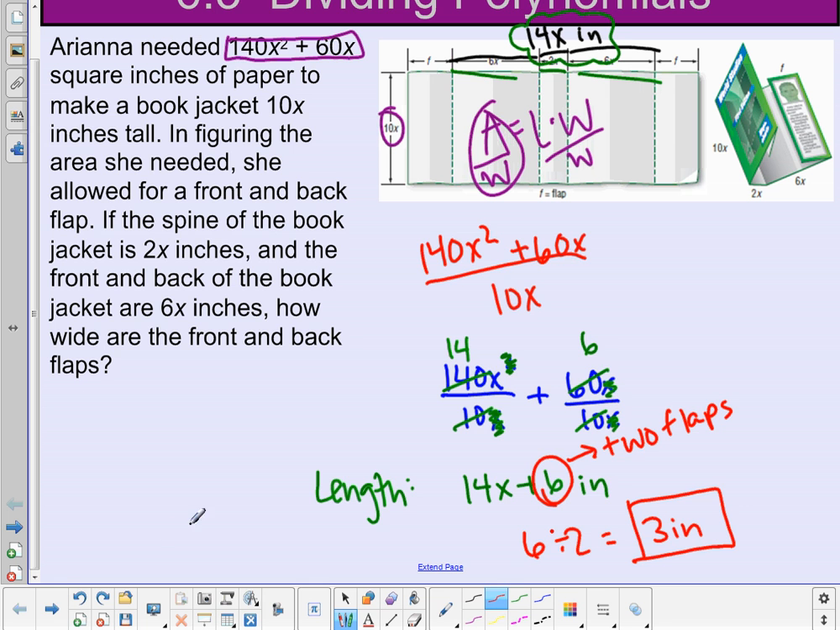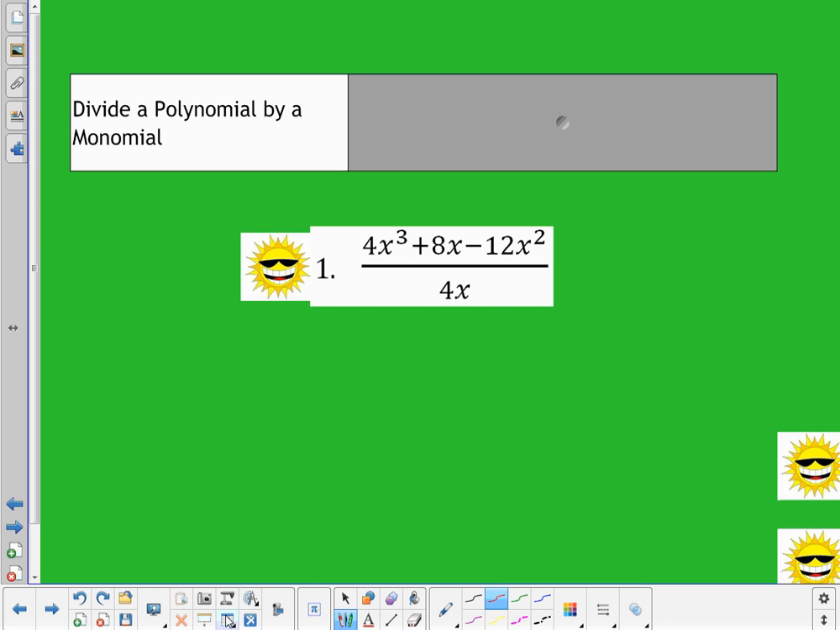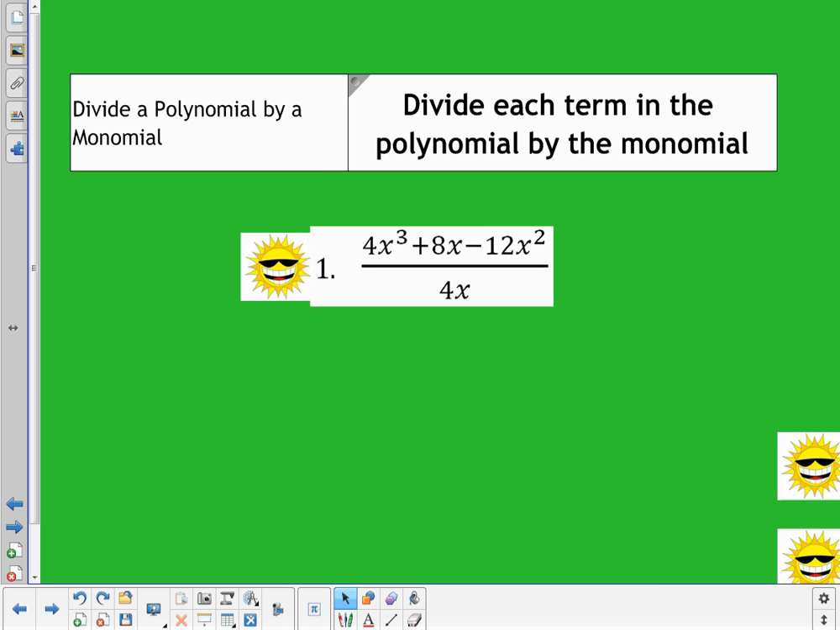Now, the whole point of that scenario is that we're talking about dividing a polynomial by a monomial. And when we divide a polynomial by a monomial, we just need to divide each term in the polynomial on top by the monomial on the bottom. So if I take a look at example 1, I'm looking at 4x to the third plus 8x minus 12x squared, all divided by 4x.